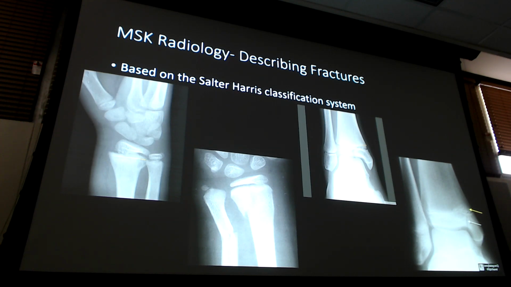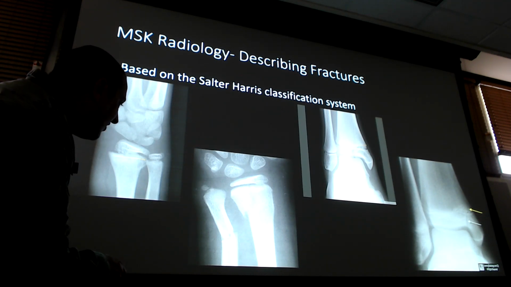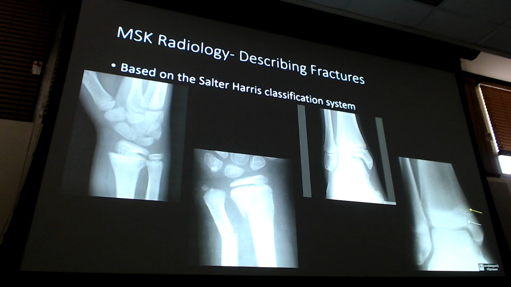Maybe, let me get closer. All the way through? Yeah, you could argue that it might be all the way through, but either way, it's a simple fracture, right? But it is not Salter Harris because it doesn't involve the growth plate. That's just the shaft of the bone.